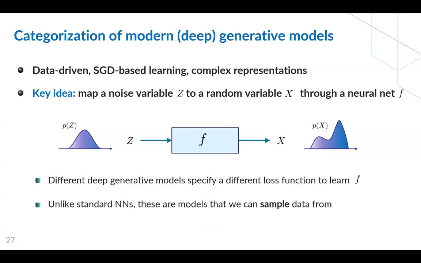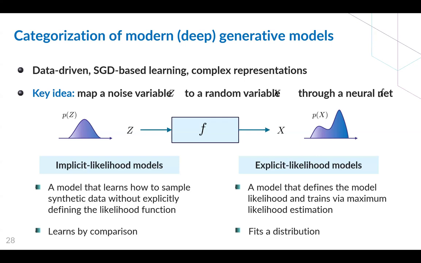This brings us to the modern deep generative model. Deep generative models are data-driven models. They are typically trained by stochastic gradient descent, and they learn complex representations from the training data. The key idea of a deep generative model is to map a noise variable, Z, into the target random variable of interest, X, through a deep neural network, F. Different deep generative models specify different loss functions in training to learn the neural network parameters in F. And unlike neural networks for classification or regression, deep generative models are generative models that we can actually sample from.